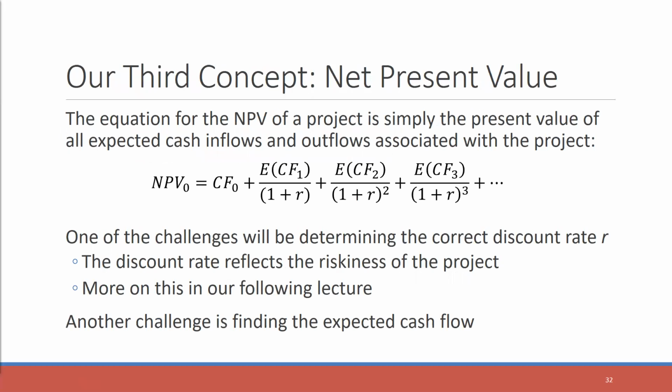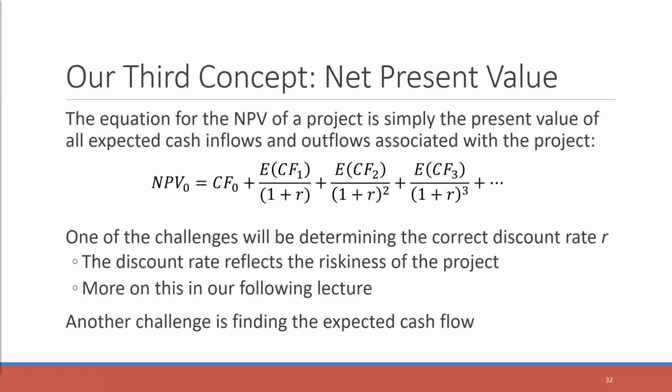Okay. Our third concept is going to be net present value. So the equation for NPV, I'm sure you've seen before. It's simply the present value of all the expected cash inflows and outflows associated with the project. So the NPV today, we also have some cash flow, CF0. That's typically the cost or the cash outflow that we're going to spend for the project. We then have the expected cash flows over the life of the project, each discounted at the appropriate discount rate.